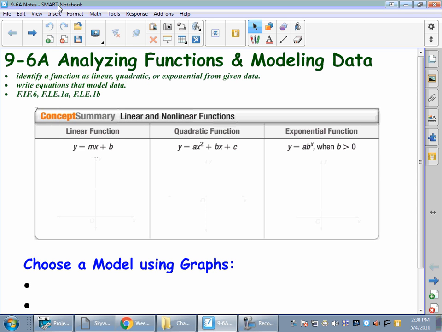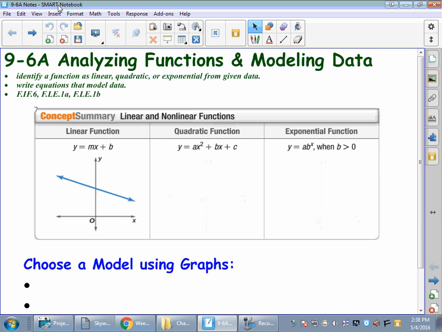Way back in first semester, we taught you about linear functions and exponential functions. And actually, exponential were second semester, but they were at the beginning of the year, around January. And then we just finished up our chapter on quadratic functions. And so just a quick little summary of each of those.